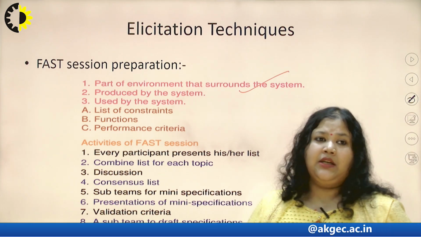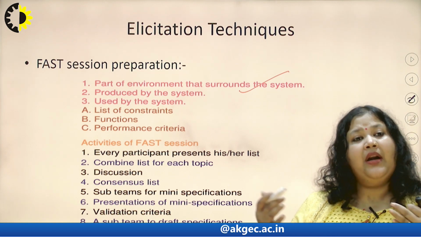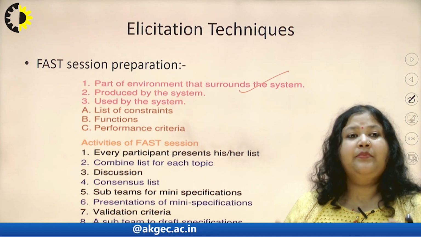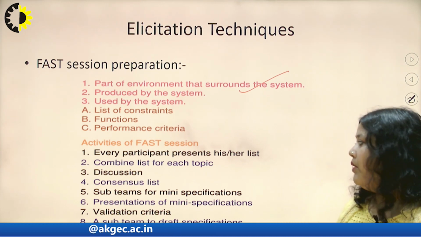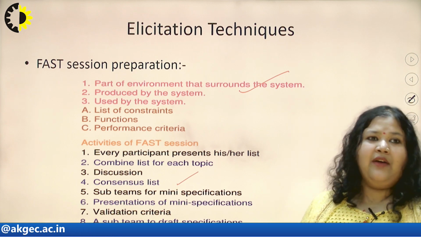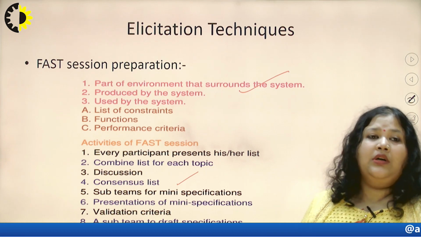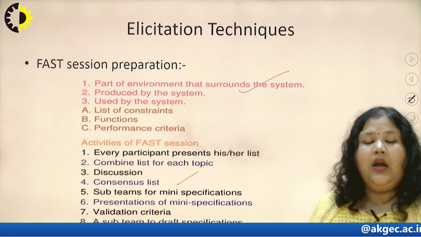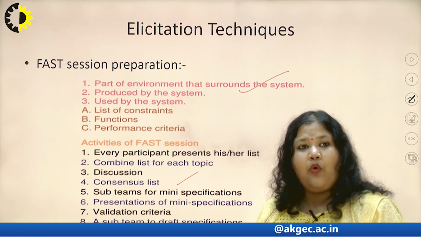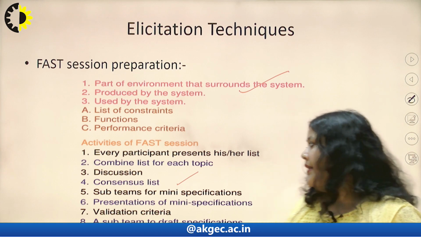Now the discussion. Each and every one discusses the solution of that particular problem, so that we can find the best solution for it. Now the consensus list. Consensus list means we have to define and discover what the user actually wants and what the user doesn't want, and which solution we have to discuss more with respect to the performance criteria.